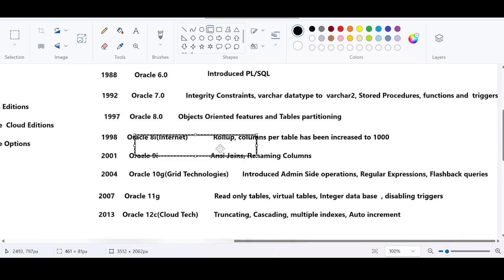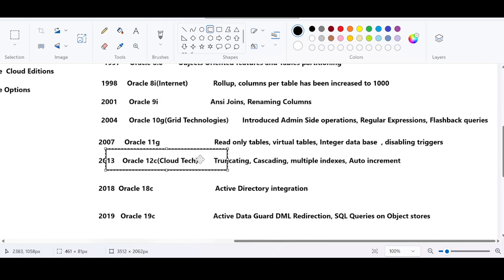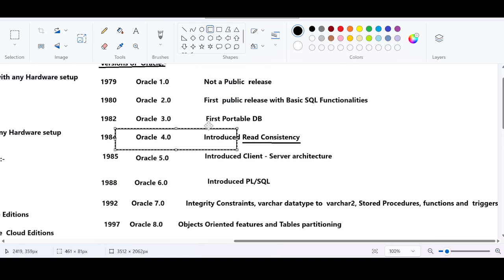And what is the meaning of I? 8i means internet, 10g means grid technology, c means cloud technologies. These are the versions of Oracle.